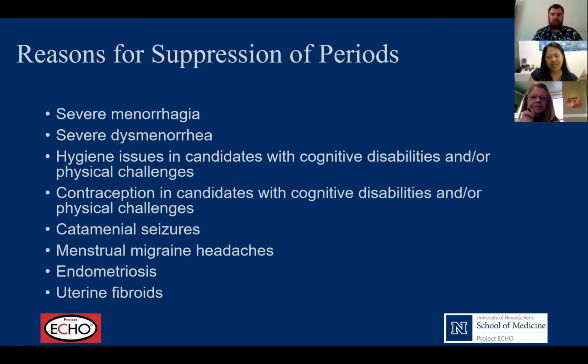And I think back in the day, I offered Depo to everybody, all right? New articles have come out where you really want to explore the reasons behind why they want suppression and go through the reasons behind it. And probably the most common things are hygiene issues and basically concerns about those patients being taken advantage of and sexually abused, and you don't want them to become pregnant. But there are other reasons that you can use suppression of period, you can suppress periods, be aware of that.